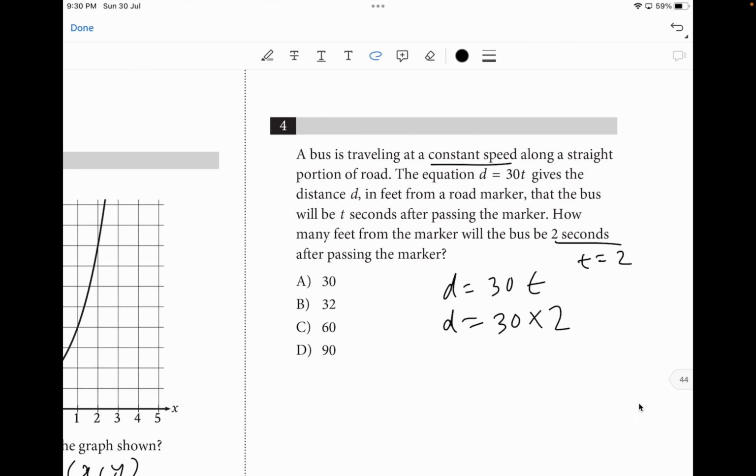So all you're going to do is multiply 30 times 2. That should give you 60. So your distance, how many feet from the marker, is going to be 60. So for question number 4, choice C is the correct answer.